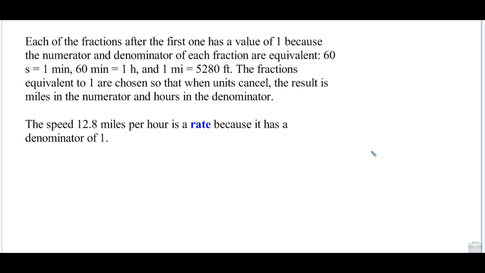All right, and each of the fractions after the first one has a value of 1 because the numerator and denominator of each fraction are equivalent. 60 seconds equals 1 minute, 60 minutes equals 1 hour, 1 mile equals 5,280 feet. So I have 1, 1, and 1, right? The fractions equivalent to 1 are chosen so that when the units cancel, the result is miles in the numerator and hours in the denominator. The speed 12.8 miles per hour is a rate because it has a denominator of 1. So we're talking about rates in this case.